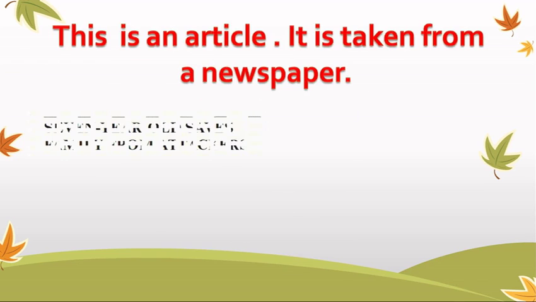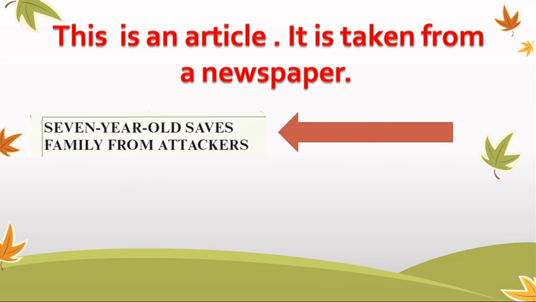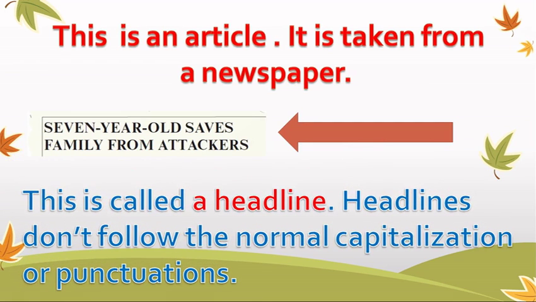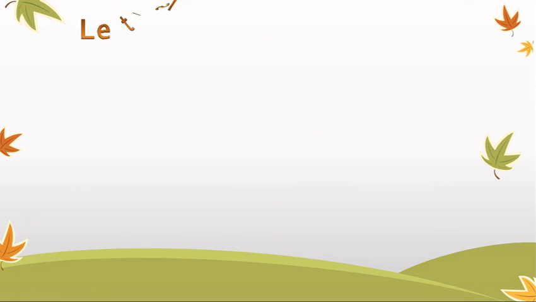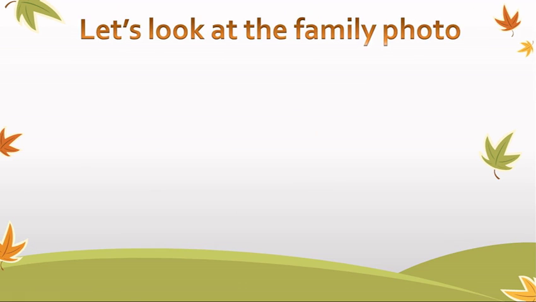Let's look please at the first sentence. 7-year-old saves family from attacks. Let's look please carefully at this sentence. This sentence is called a headline. Headlines don't follow the normal capitalization or punctuation. Look please how all the letters are capitalized. They are not the normal way of writing 7-year-old saves family from attacks. Look how every letter is capitalized because it's a headline. Okay? Now, let's look carefully at the family photo.